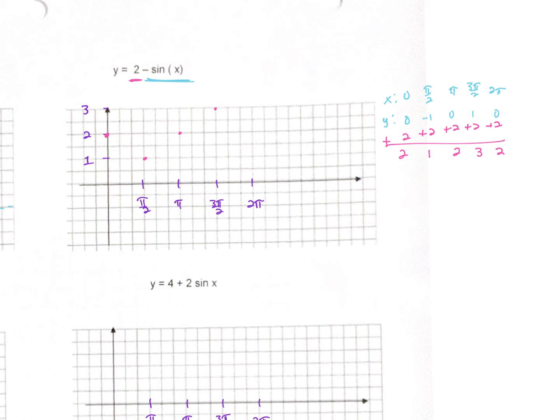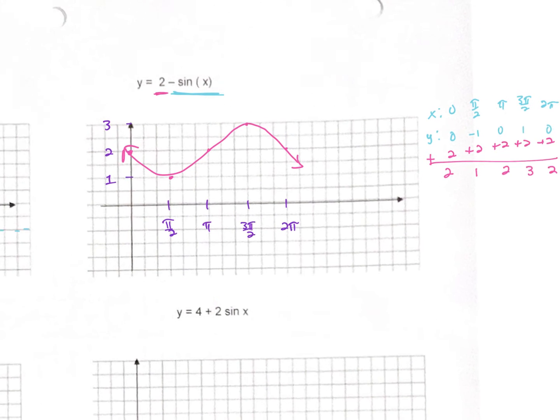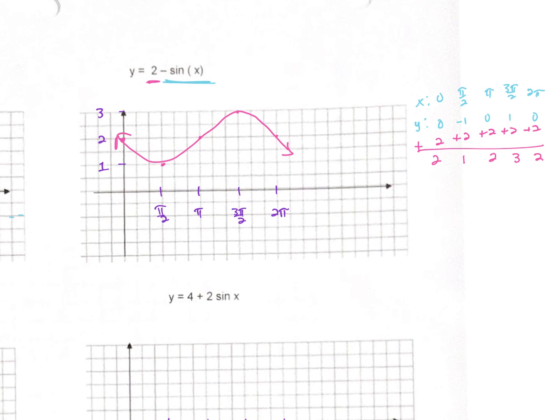And then at 2 pi, again, I am at 2. So that gives me my curve. So that's one way of thinking about it. The other way is by drawing that midline. And what that would do, how that would look, is we think about our midline. So our midline would be at positive 2.